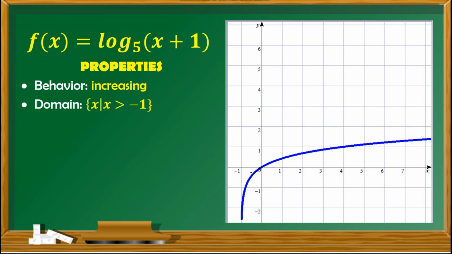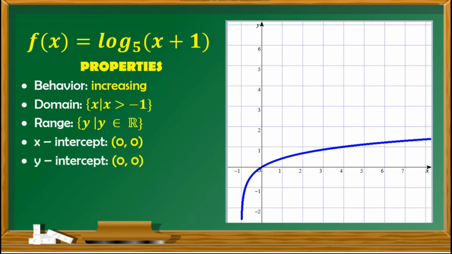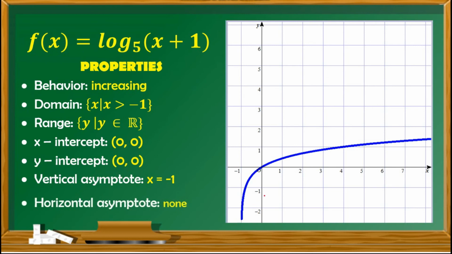For the range, this graph moves downward and moves upward continuously, therefore it is the set of real numbers. As for the x-intercept, as we can see, the graph passes through the point 0, 0, which is the origin. At the same time, this is the y-intercept as well. So we have the same x and y intercepts. As for the asymptote, we have a vertical asymptote at this point, which is -1. So this gives us the vertical asymptote x equals -1. And as for the horizontal asymptote, there is none, since the graph is moving continuously upward and continuously downward.